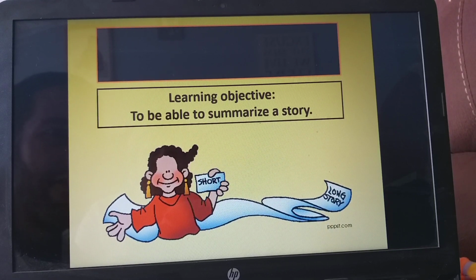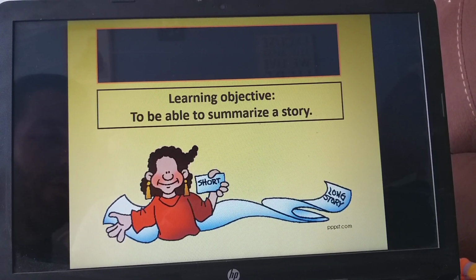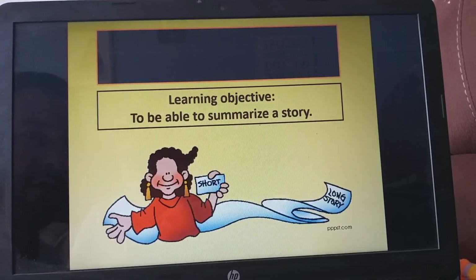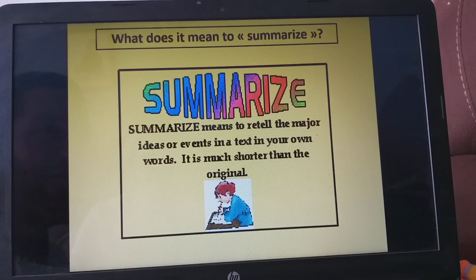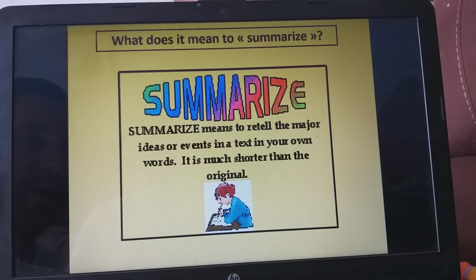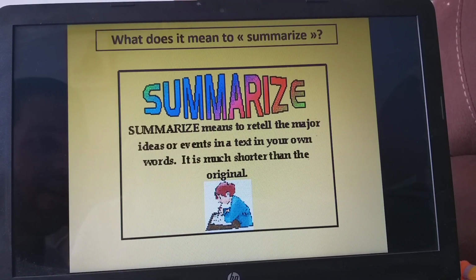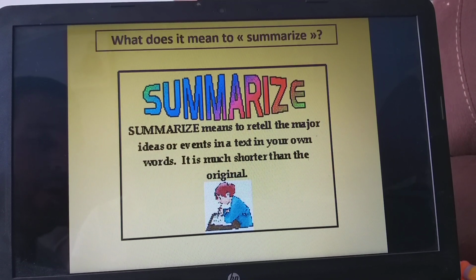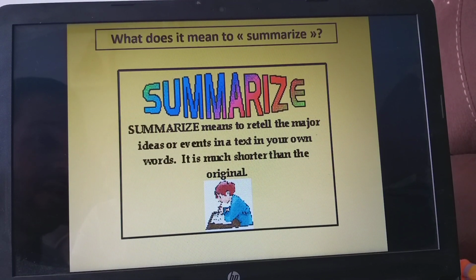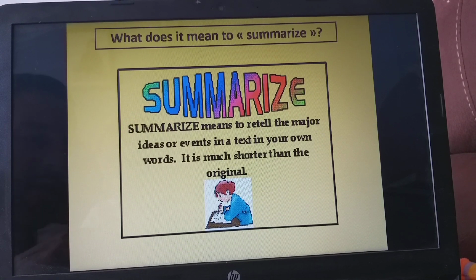Welcome to today's lesson where we're going to be learning how to summarize a story. So, taking it from a really long version to making a really short, simplified version. So, what does it actually mean to summarize? Well, summarize basically means to retell the major ideas or events in a text in your own words. And that's really important that it's in your own words. And the second important point is that it's much shorter than the original.